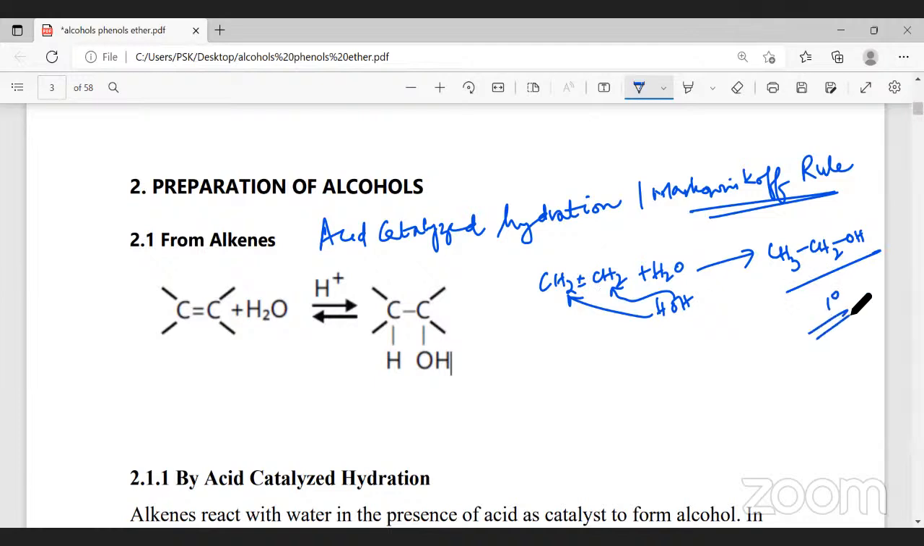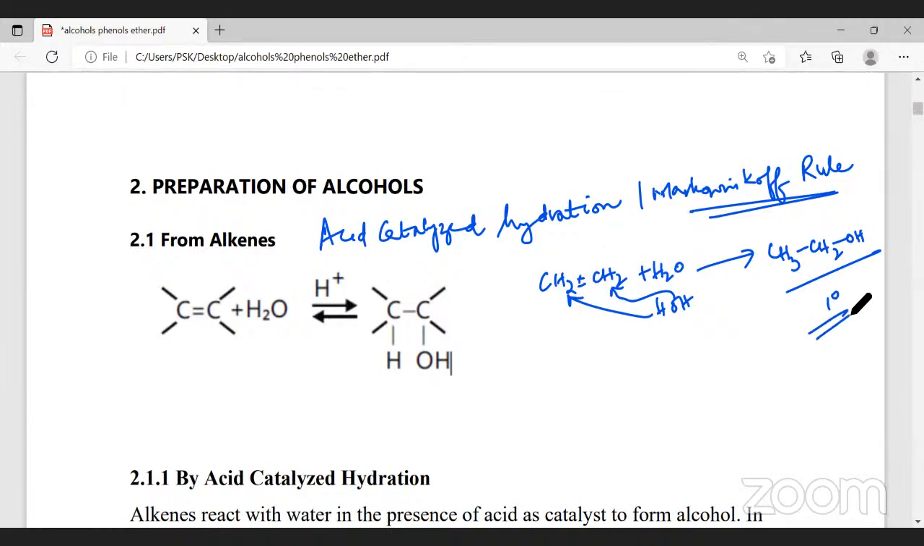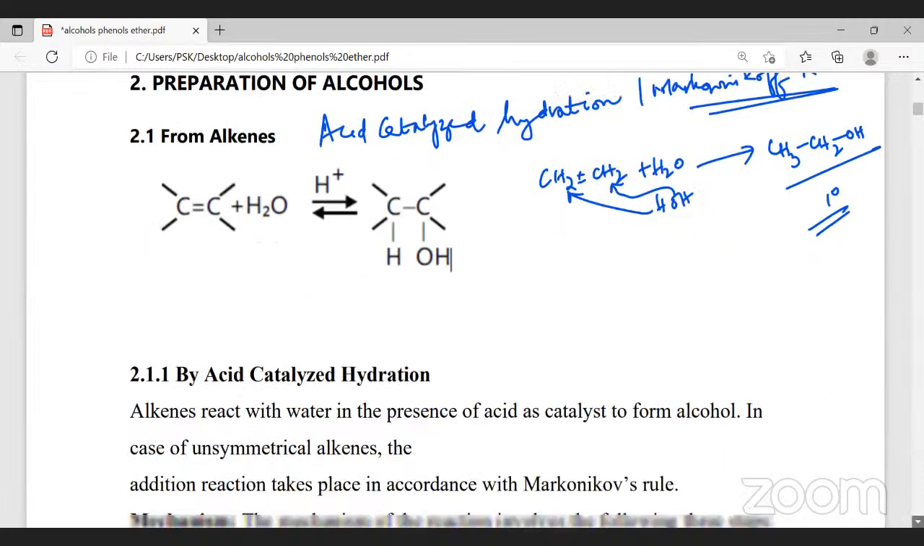So when alkenes are hydrolyzed in the presence of an acid, this H plus indicates acid, alcohols are formed. This is a symmetrical alkene. Since it is a symmetrical alkene, it does not follow Markovnikov's rule. Either way, the product remains the same. One single product you will get.